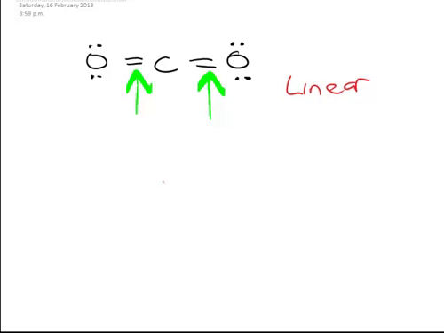Now when you're drawing the shape, you are just showing how the atoms are connected in space. You are not showing lone pairs of electrons. You are not showing double or triple bonds. This is the shape here. Okay, that's for linear.